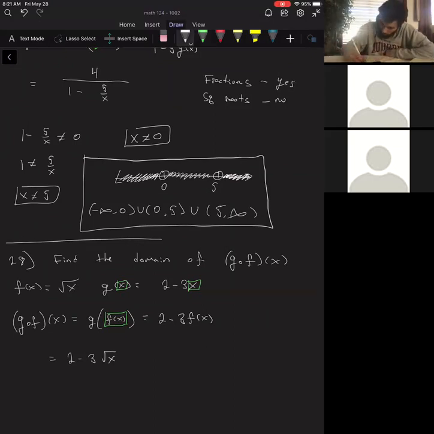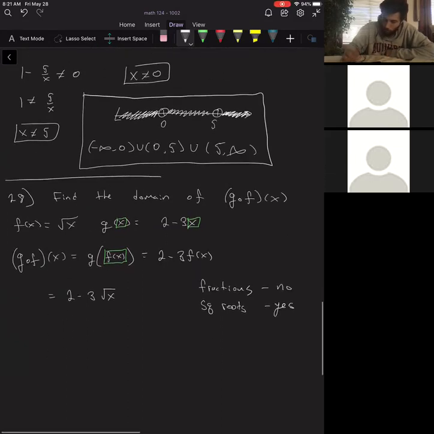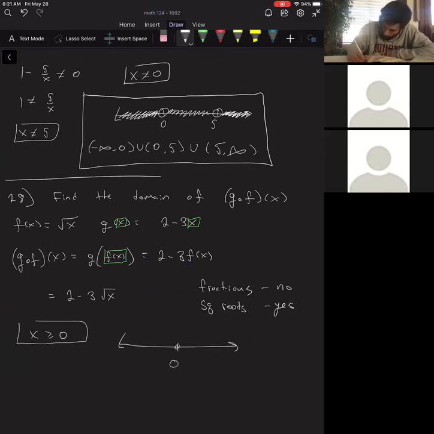Now we look for the domain. Are there fractions and are there square roots? The answer to fractions is no, but we do see a square root. If you remember, we always have to have the inside of our square root bigger than or equal to 0. Here the inside is just x, so the only thing we need is x bigger than or equal to 0. This is the only condition for our domain. So we go over here, put a closed dot on 0, and shade over to the right. We get 0 up to infinity.